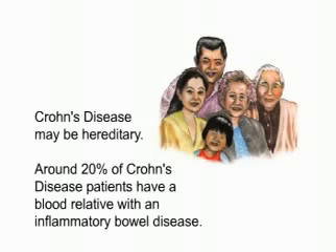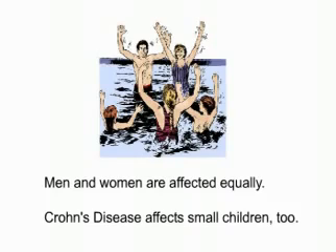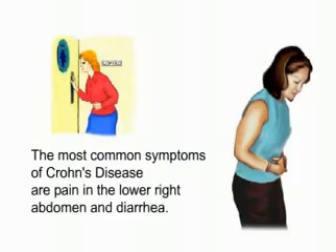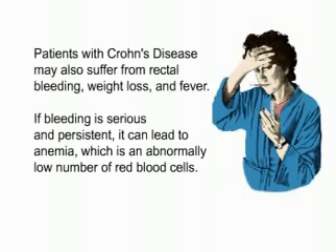Crohn's disease may be hereditary. Around 20% of Crohn's disease patients have a blood relative with an inflammatory bowel disease. Men and women are affected equally. Crohn's disease affects small children too. The most common symptoms of Crohn's disease are pain in the lower right abdomen and diarrhea. Patients with Crohn's disease may also suffer from rectal bleeding, weight loss, and fever.